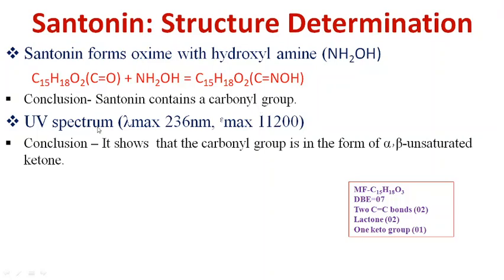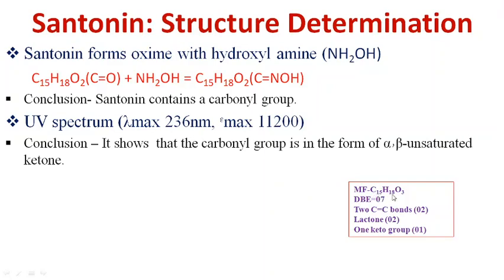The UV spectrum of Santonin shows lambda max at 236 nanometer, with its epsilon max value as shown. The conclusion can be drawn that the carbonyl group is in the form of an alpha beta unsaturated ketone. This lambda max is the characteristic value for an alpha beta unsaturated ketone. Thus, up till now we have reached the following conclusions.